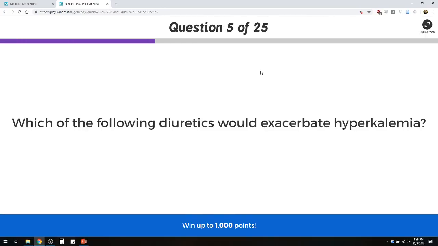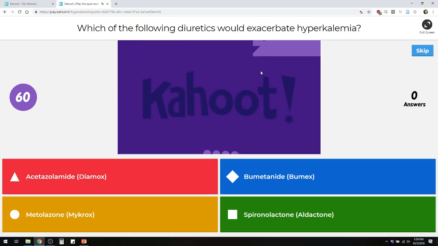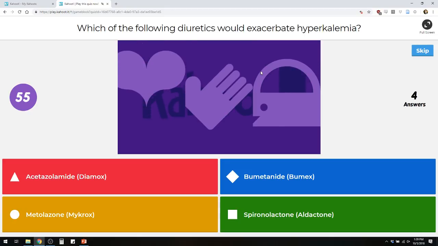Which of the following diuretics would exacerbate hyperkalemia? Acetazolamide, bumetanide, metolazone, or spironolactone?